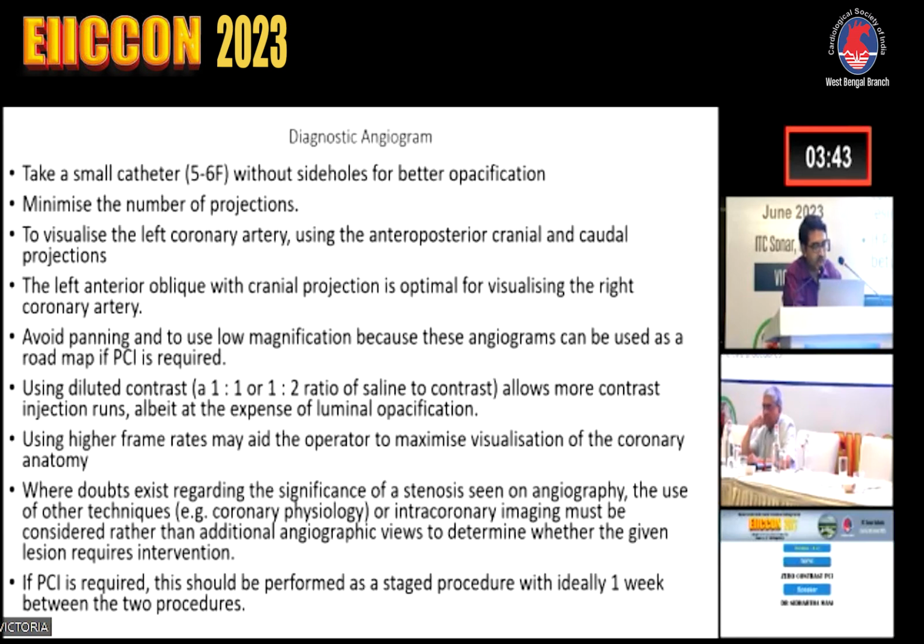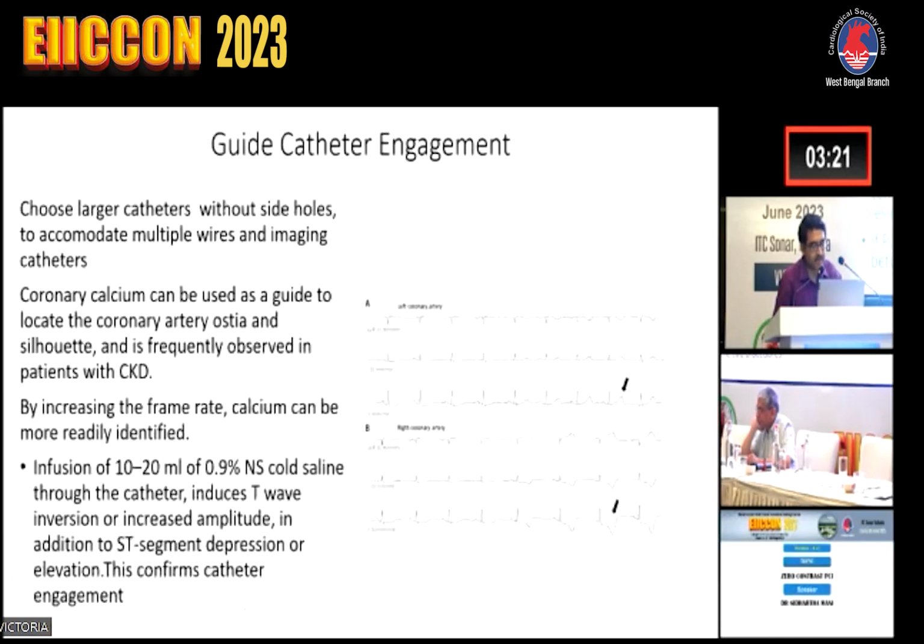When there is a doubt regarding the physiological significance of a lesion, rather than taking different views at different angles, use other techniques like intracoronary imaging or coronary physiology to ascertain whether your lesion really needs intervention. If PCI is required, it should be preferably performed as a staged procedure after 7 to 10 days, if possible. Now, during the PCI, we have started a zero contrast PCI.